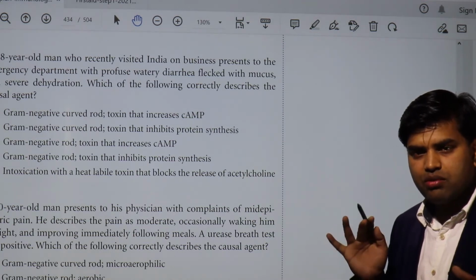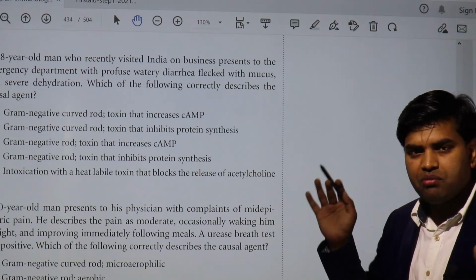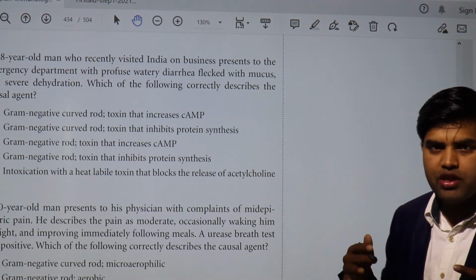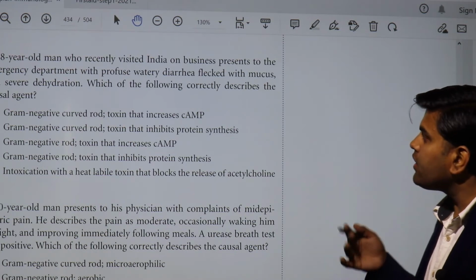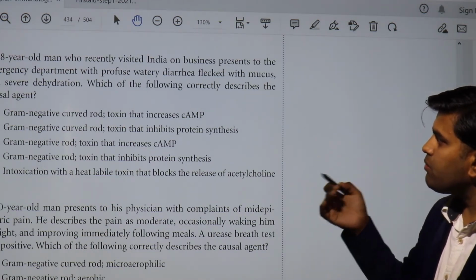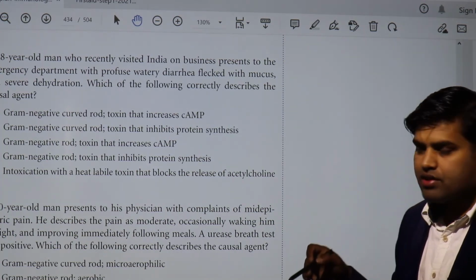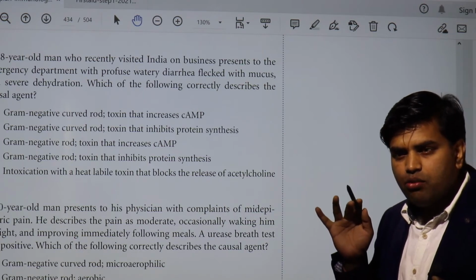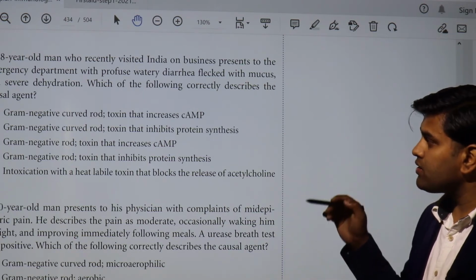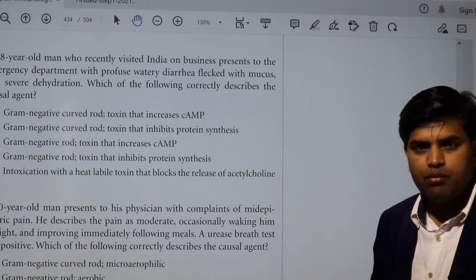So they are giving you a picture. Say a businessman from the United States of America, or any European country, came to Asia, to India, and there they had some food items, and after eating that he developed this profuse watery diarrhea with flecks of mucus and severe dehydration. And if you are talking about profuse diarrhea with flecks and severe dehydration, then they are mostly talking about Vibrio cholerae.